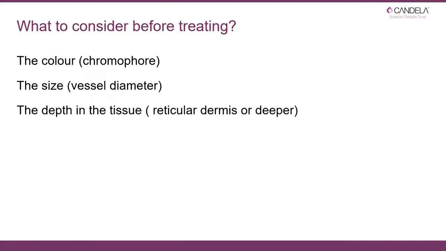So before we treat, we need to consider a number of things. First of all, the color or the chromophore of what our target is, the size of the vessel, as we're looking at vascular today, and also the depth in the tissue. Is that vessel sitting in the reticular dermis, or is it sitting deeper in the tissue? And these all have an effect on deciding what wavelength you're going to use, and also the energy and the pulse duration you're going to use in order to coagulate that vessel.